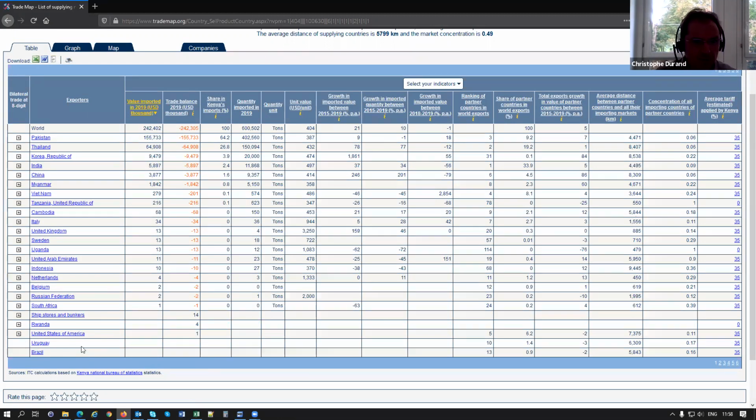And why are those two here? Well, it's because those countries are some of the top exporters of rice in the world, but Kenya does not import from them. Now, you may understand why.